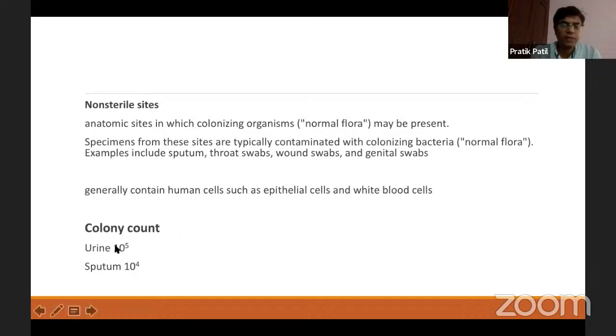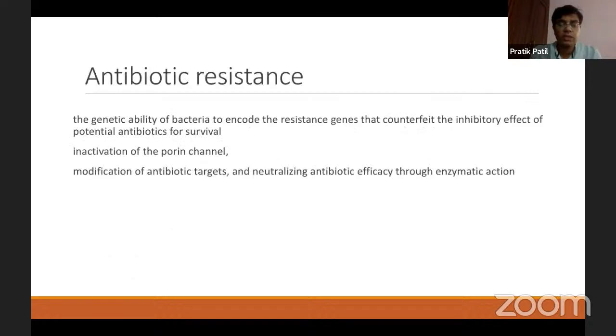So let's say significant colony count. In urine, for a significant bacteriuria, it has to be more than 1 lakh colonies. And in sputum, it has to be more than 10,000 colonies to say that it may be clinically significant if there are clinical symptoms to suspect any infection. Now, this is about whether there is a significance or not.